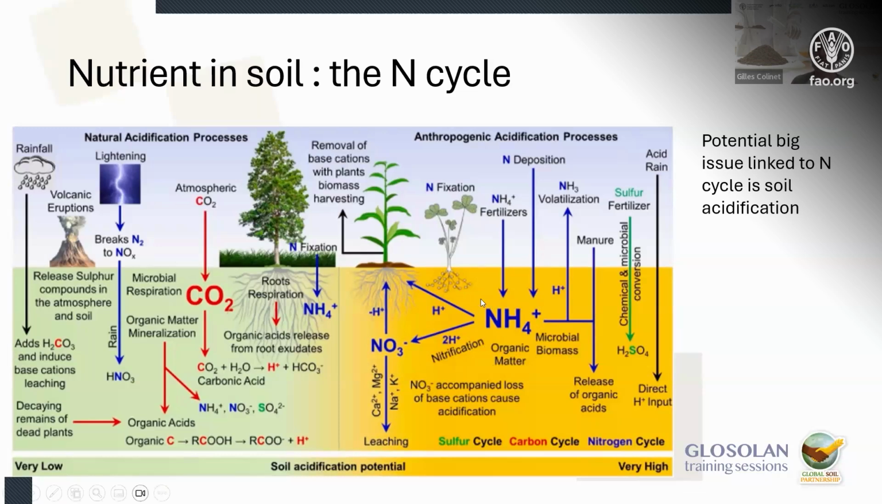Also, when you have transformation of ammonium into nitrate by nitrification, it also releases H plus. And so at the end there can be an excess of protons, H plus, in the soil. And it's important to think clearly about what kind of nitrogen form you put into the soil in order to prevent the risks of acidification.